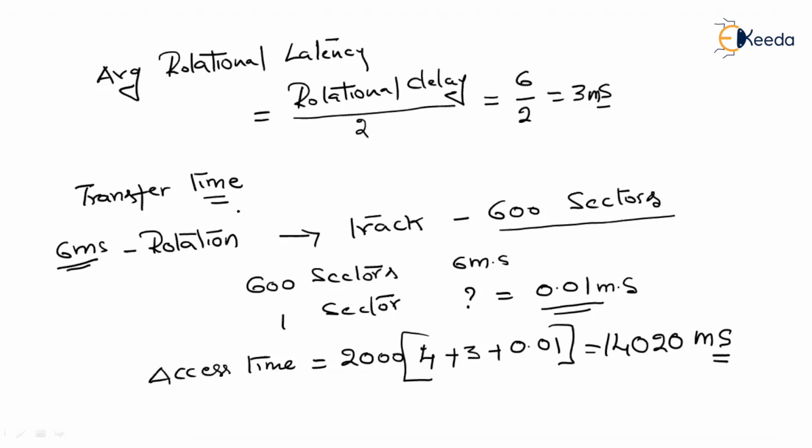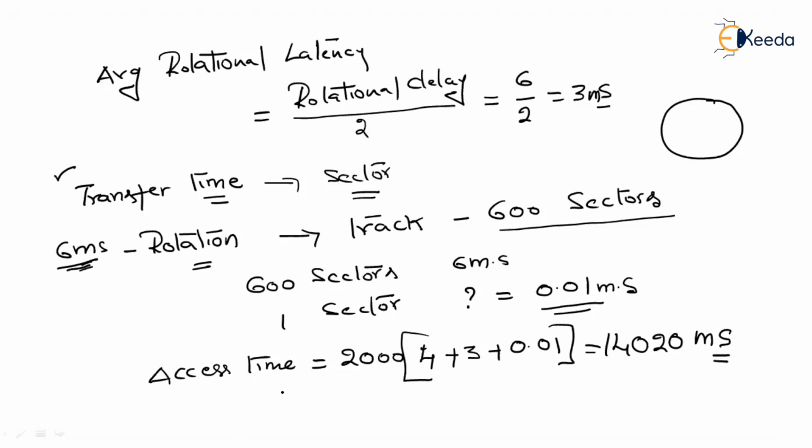So transfer time, actually, is not explicitly given in the question, so we need to calculate it. The transfer time we need to calculate for one sector. Because one rotation takes 6 milliseconds. What is a rotation? A complete track will be covered in one rotation. So that will be the transfer time for one rotation. So a total of 600 sectors will be covered. So 600 sectors are taking 6 milliseconds. One sector will take how many milliseconds? That is equal to 0.01. This is the actual transfer time.